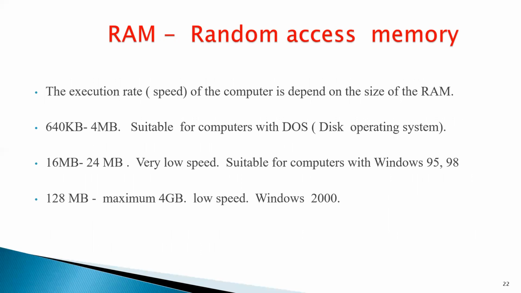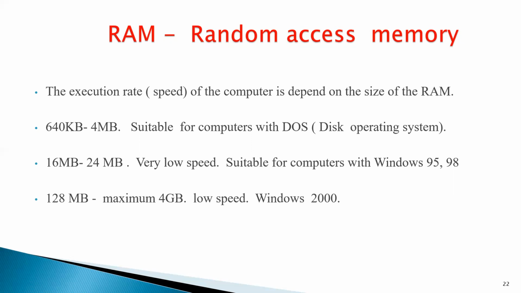RAM. The execution rate, that is the speed of the computer, depends on the size of the RAM. In olden days, 30 to 40 years before, computers used DOS. What is DOS? DOS is nothing but a disk operating system. For computers with DOS, the RAM needed was only 64 kilobytes to 4 MB. 4 MB is the maximum size of RAM needed for computers running DOS.